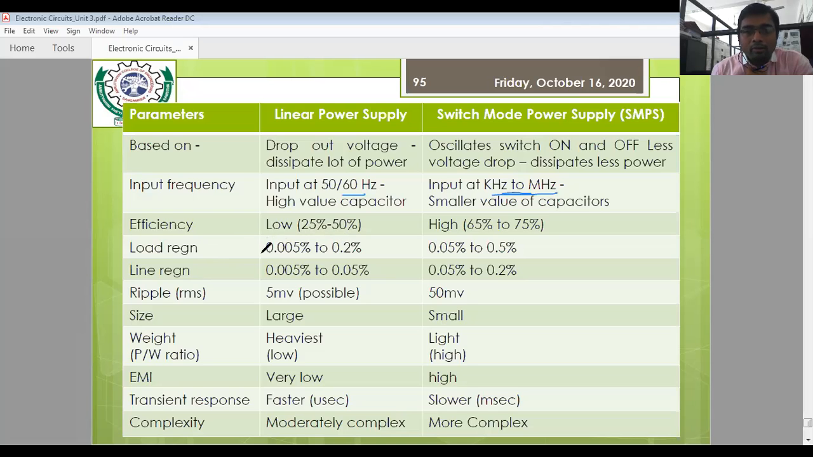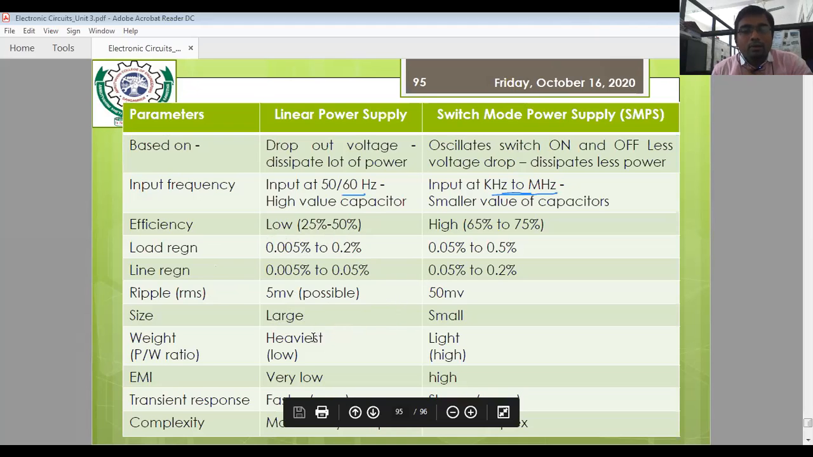In the case of load regulation, the linear regulator is better. In the case of line regulation, again the linear one is better than the switch mode power supply. Ripple voltage is less in the linear power supply, but more in the switch mode power supply. The size is larger in the linear power supply, but the switch mode power supply is smaller. The EMI, electromagnetic interference, is low in the linear power supply and more in the switch mode power supply.